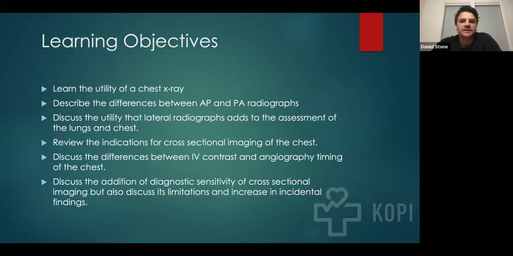So the learning objectives of this are very briefly to discuss the utility of a chest X-ray. But in addition to that, make sure that we actually have a good understanding of describing the differences between chest X-rays, so the differences between AP and PA. But also understand that a lot of radiograph has a lot of information, and it certainly does add to the assessment. And then we'll discuss quite a bit about cross-sectional imaging, both ultrasound and CT. And then we'll also talk a little bit about IV contrast and angiography.